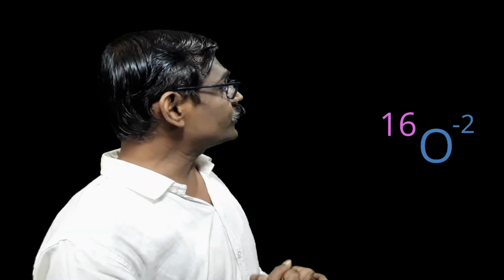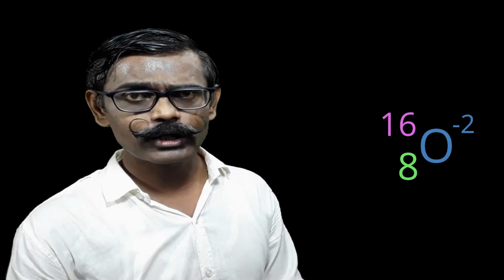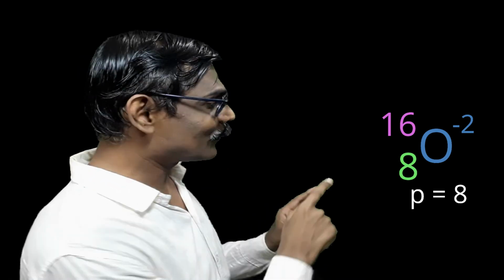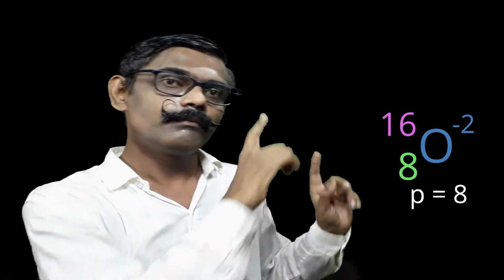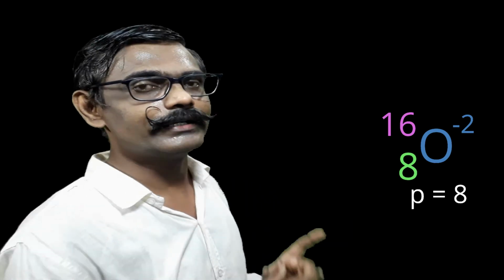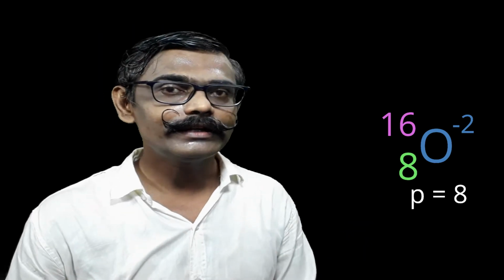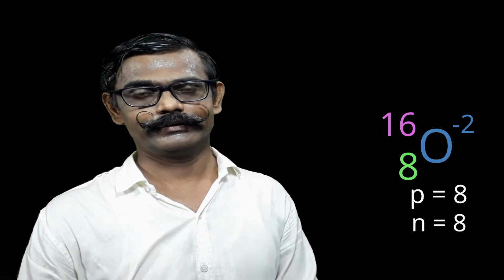One more example let us consider. Oxygen 16 with charge minus 2. Oxygen means atomic number 8. Atomic number means the number of protons. So how many protons are there? 8. How can we find the number of neutrons? Mass number minus number of protons. Mass number is 16 minus 8. So what is the answer? 8. So the number of neutrons is 8.